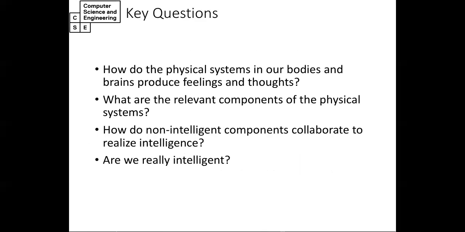So how do physical systems, bodies and brains, produce feelings and thoughts? What are the relevant components of the physical system? We've talked about a lot of them in the past. How do non-intelligent components collaborate to realize intelligence?